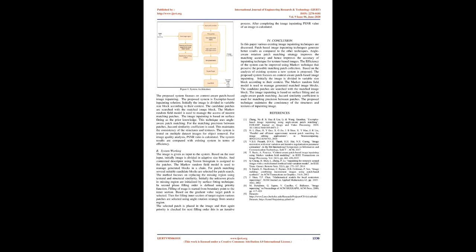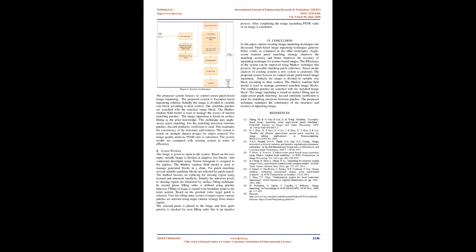B. System working. The image is given as input to the system. Based on the user input, initially the image is divided in adaptive size blocks. And contextual descriptor using text and histogram is assigned to the patches. The Markov random field model is used to manage generated blocks in a chain. For patch matching, several suitable candidate blocks are selected for patch search. The method focuses on replacing the missing region using textural and structural similarity.